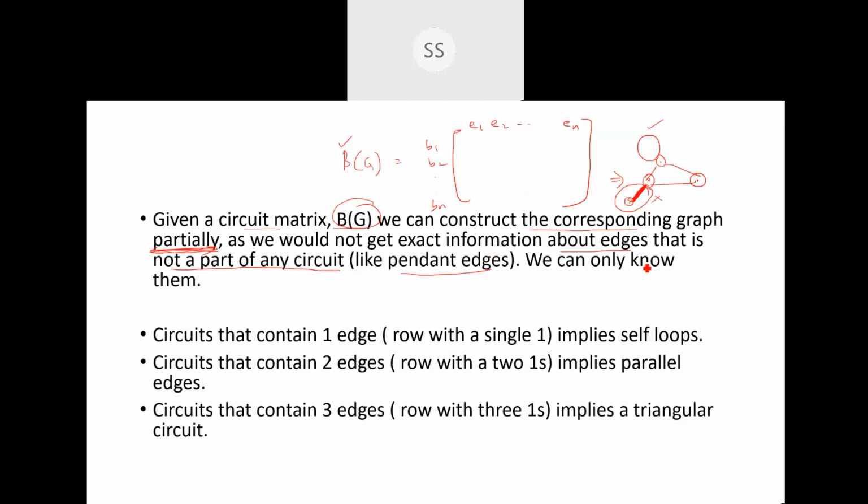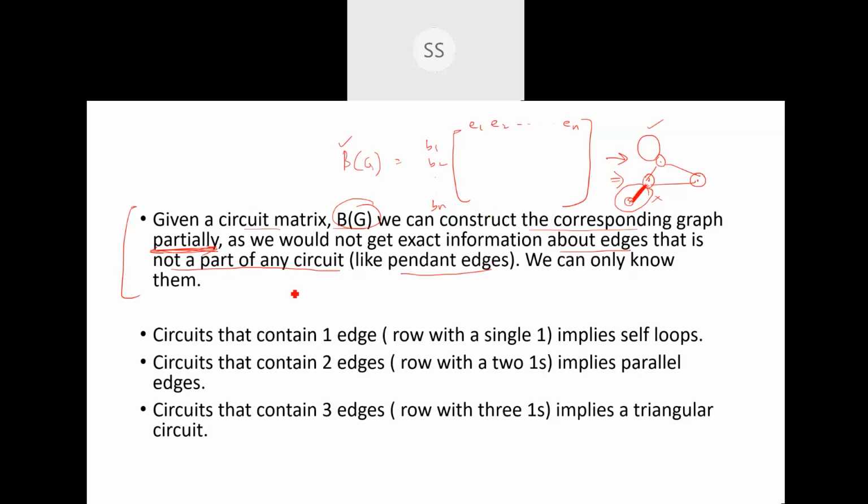We won't know which vertex that edge is connecting; that information we do not have. We will see an example and you will understand it better. So keep this in your mind: given a circuit matrix, you cannot draw your graph completely because there are certain pendant vertices. You won't be able to connect them.